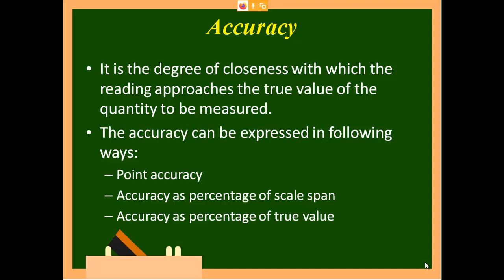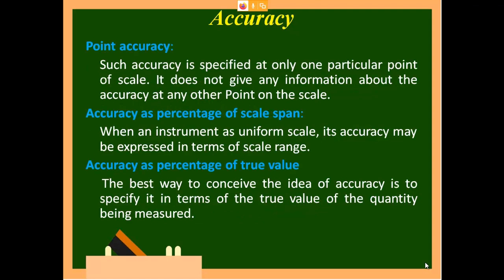Accuracy can be expressed as point accuracy, accuracy as a percentage of scale span, and accuracy as a percentage of true value. For point accuracy, my meter doesn't need a wide scale of deflection because it is going to show just one value. So I will not go for a meter with accuracy as a percentage of scale, I go for point accuracy. Such accuracy is specified at only one particular point. If the meter is kept at that particular point alone, you can say it is accurate. If it is moved from that point, the accuracy will come down. That is called point accuracy.